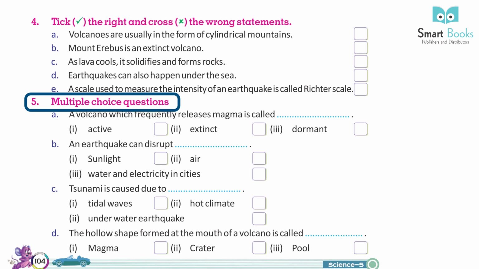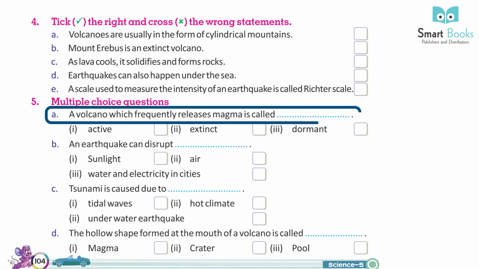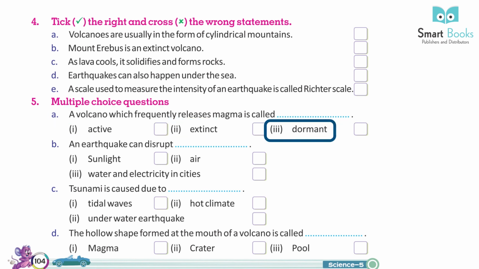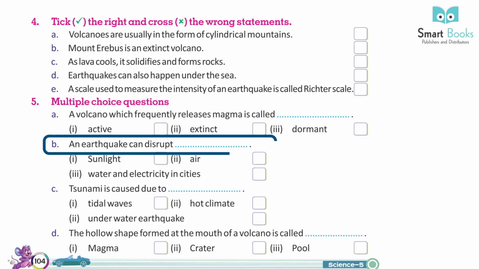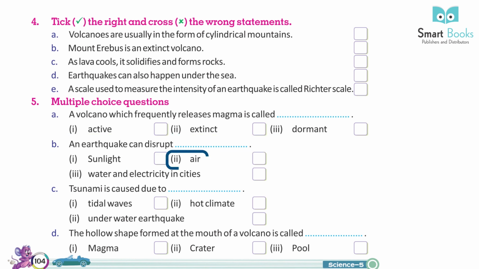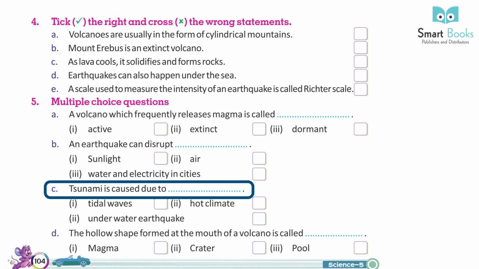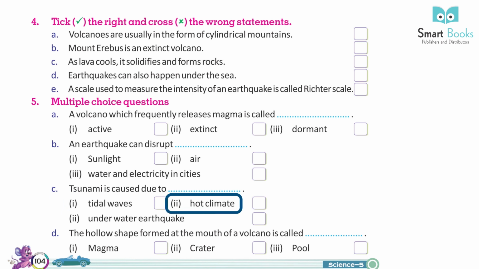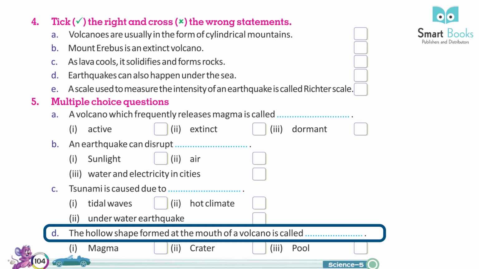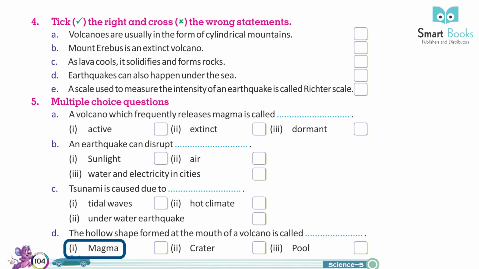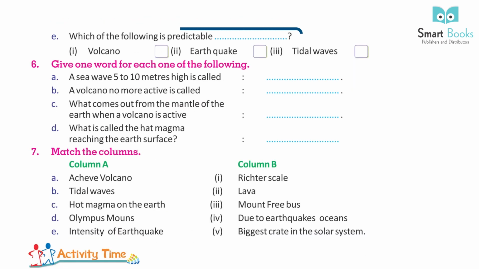5. Multiple choice questions. A. A volcano which frequently releases magma is called dash. 1 active, 2 extinct, 3 dormant. B. An earthquake can disrupt dash. 1 sunlight, 2 air, 3 water and electricity in cities. C. Tsunami is caused due to dash. 1 tidal waves, 2 hot climate, 3 underwater earthquake. D. The hollow shape formed at the mountain top of a volcano is called dash. 1 magma, 2 crater, 3 pool. E. Which of the following is predictable? 1 volcano, 2 earthquake, 3 tidal waves.